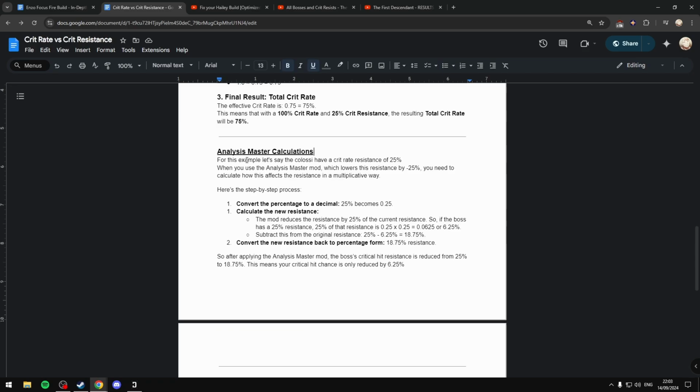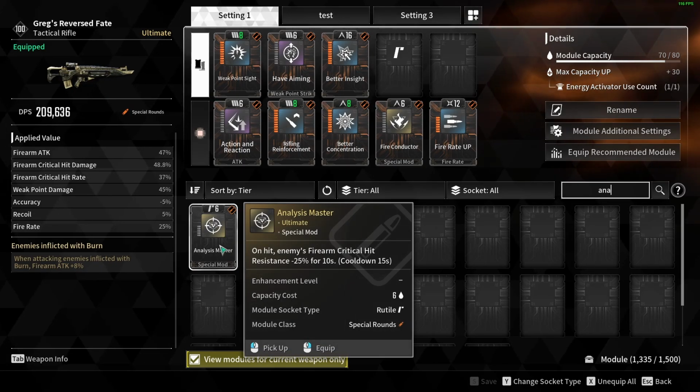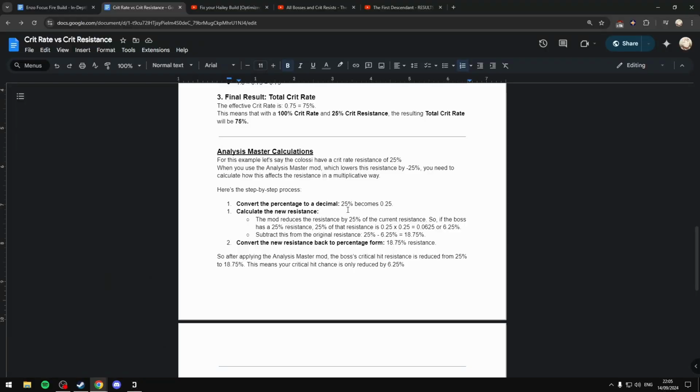I also went over the calculations for Analysis Master and made a more simple guide for this. The person responsible for this is Surill. He has a very good video covering Analysis Master, where he tested the crit resistances with the Analysis Master mod. This Analysis Master mod does minus 25%, but this mod is multiplicative and does not take away the full 25% of the crit resistance from the colossi.